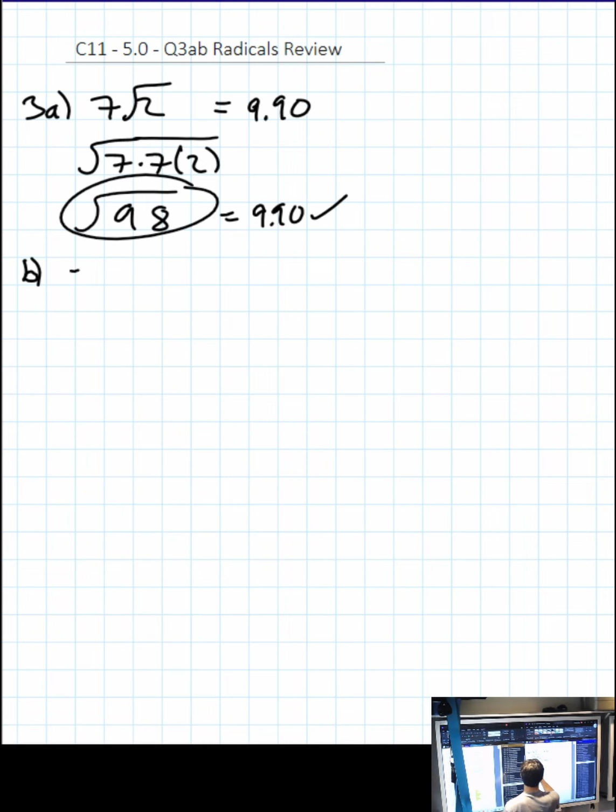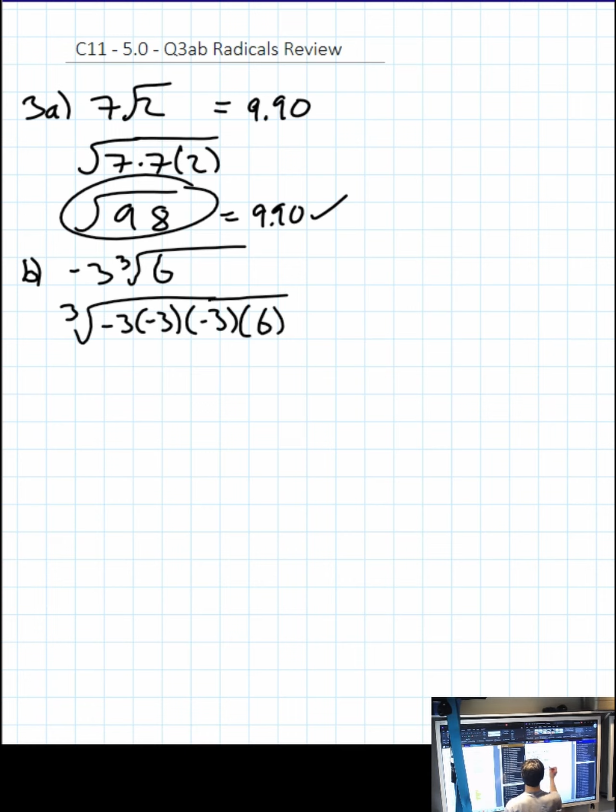So this is -3 cube root 6. This time we're going to put 3 things in. And remember, we're allowed to put negatives into a cube root. So we're going to say the cube root of -3 times -3 times -3 times 6. We have 3 negatives, so this answer is going to be negative. So negative, and 3 times 3 times 3 times 6 is 162. Circle our answer. Feel free to check those answers on your own.